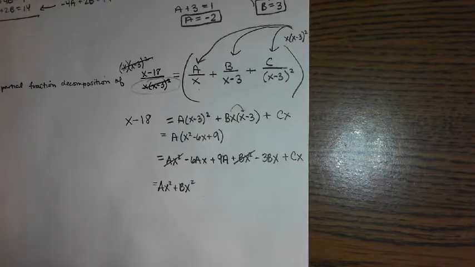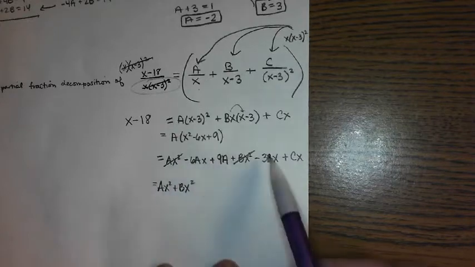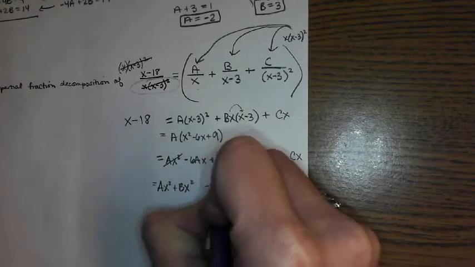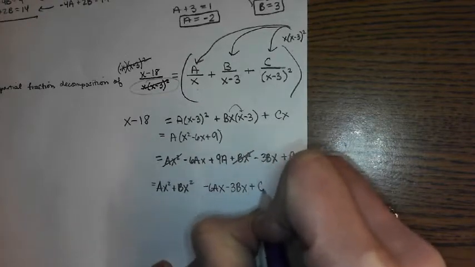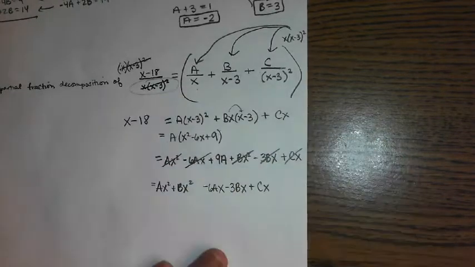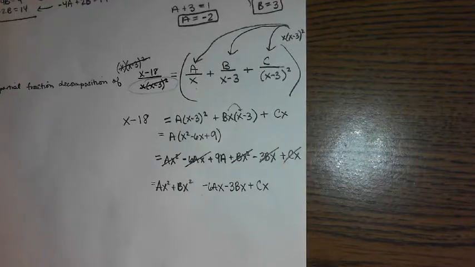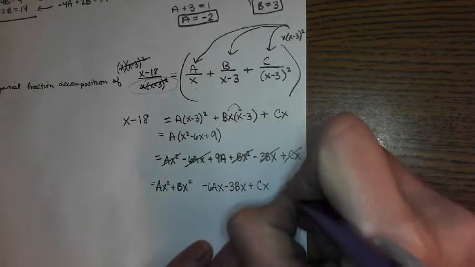Then getting your x terms together. I have 3 of those. I have negative 6ax minus 3bx plus cx. That takes care of those 3 terms. I like to cross them out once I account for them so I don't accidentally miss something. And then I have just one constant plus 9a.